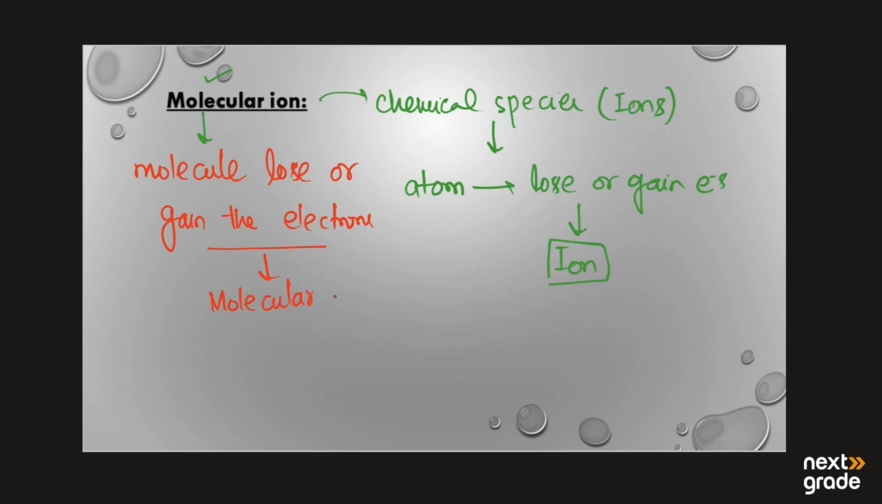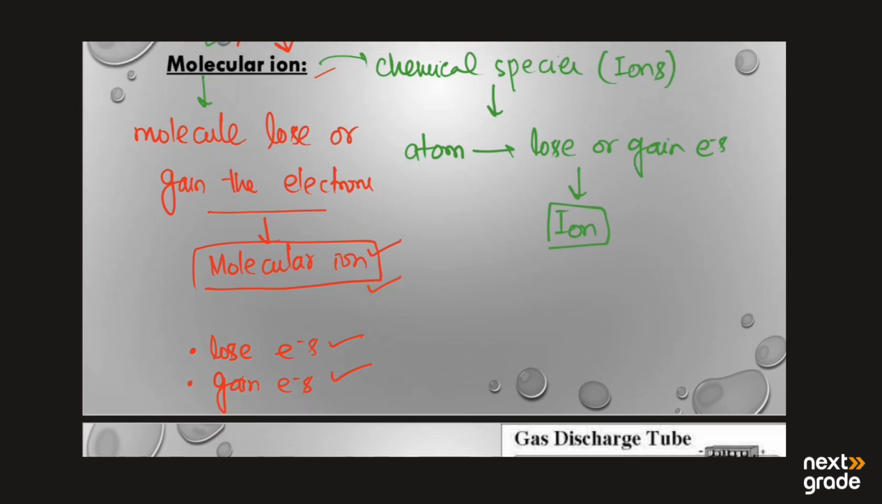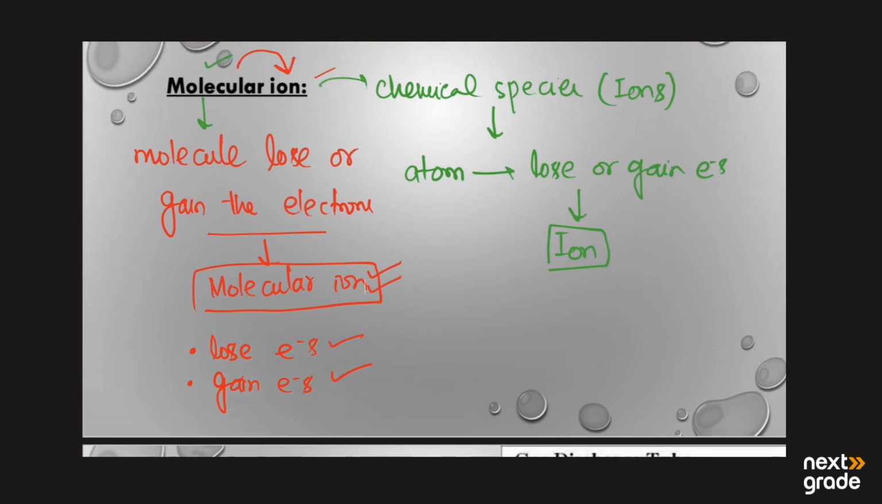As the word denotes, molecular ion means when molecules change into ions, they are known as molecular ions. So we have two categories. They may lose electrons or they may gain electrons. So molecules can lose and can gain electrons and they will change into their respective molecular ions. Okay. Next we have the types of molecular ions.